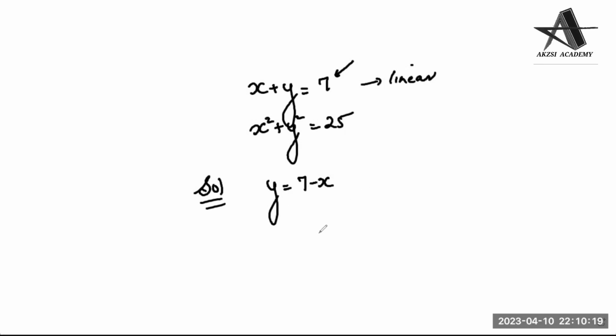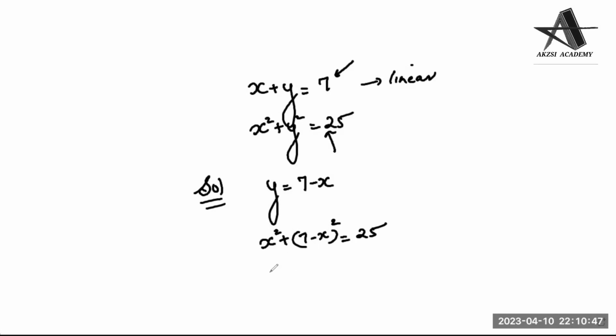Once you have the value of one variable, put it in the second equation. And that's why it's known as the substitution method. What you are doing is actually substituting the value. So now I need to substitute the value of y here. x squared remains as it is, but the value of y is 7 minus x. So it will become x squared plus (7 minus x) whole squared is equal to 25.